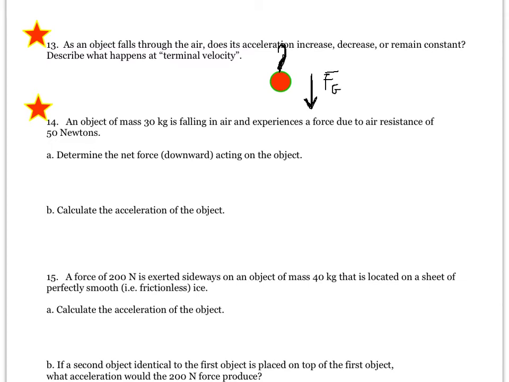Now, we know the force of gravity is going to equal, using Newton's second law, the mass of the object times gravity, 9.8 meters per second squared. Let's write that down. Gravity equals 9.8 meters per second squared. There. You get the point.